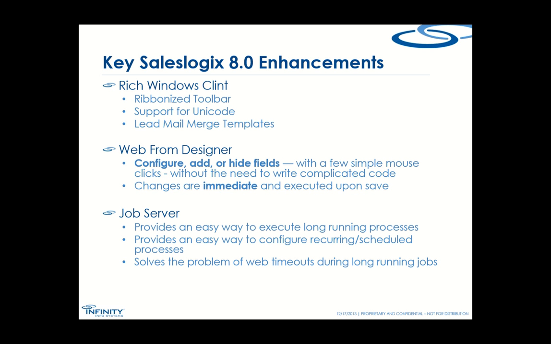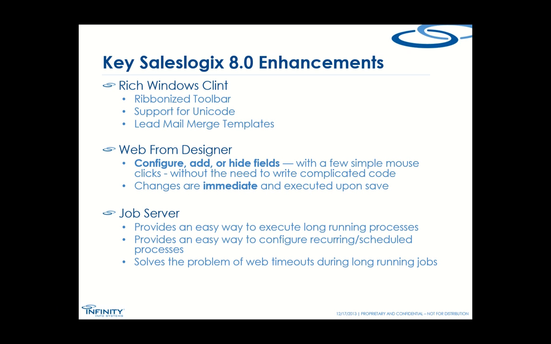So there are several enhancements that come with 8.0, which is the ribbonized toolbar within the rich client, or the LAN client rather, the full Windows version. It's also support for Unicode in LAN. Many of you know that there was support for Unicode in the web. It's now been brought into the LAN as well. They also introduced lead mail merge. They've added in a tool to allow admins to add and modify screens right within the web itself, so you can configure and add fields, so you don't have to jump in and be a coder to be able to make changes to the screen.